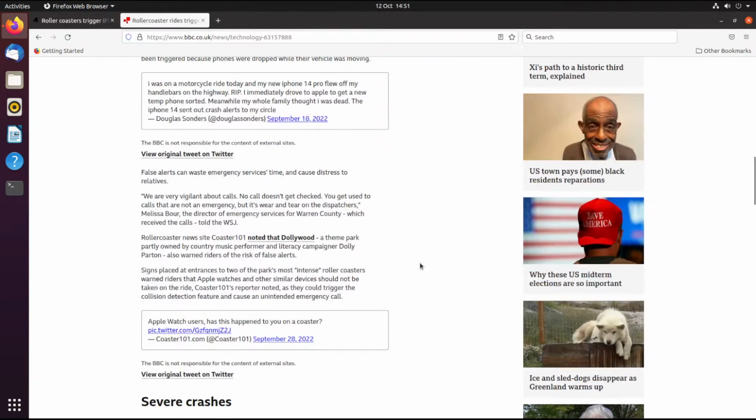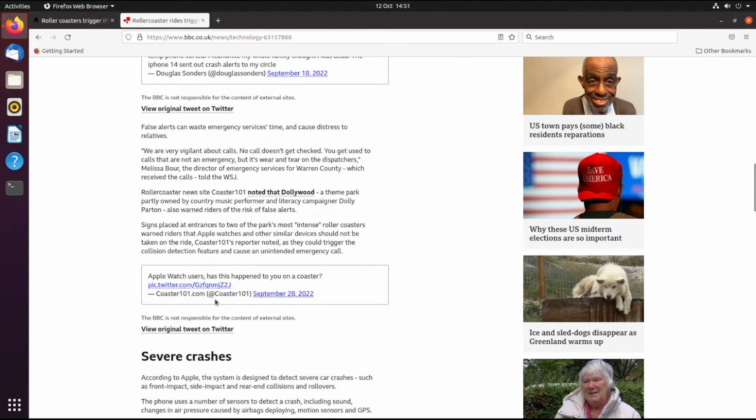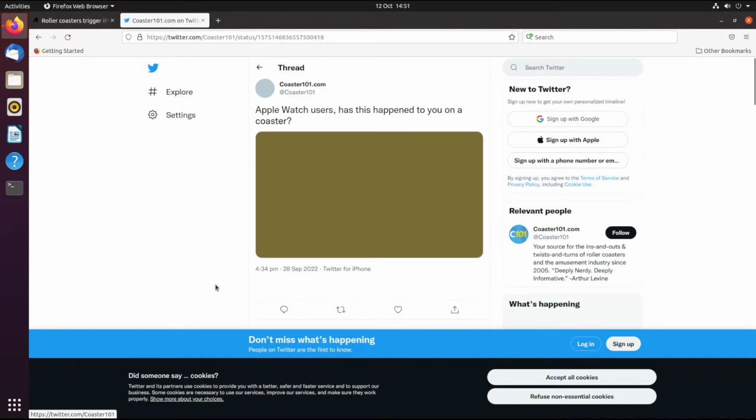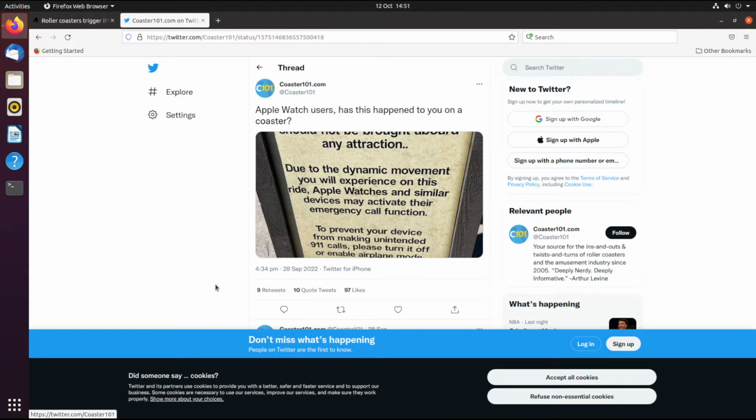So one of the other things is, while I'm pretty sure this can be disabled by a user through the menus, at least in some cases, theme parks in particular don't know how to do that. So they're suggesting here, if you've got an Apple Watch, to prevent your device from making an emergency call, turn it off or put it in airplane mode or something like that. It's the use of a poor workaround because somebody doesn't know how to disable your thing, or so on.